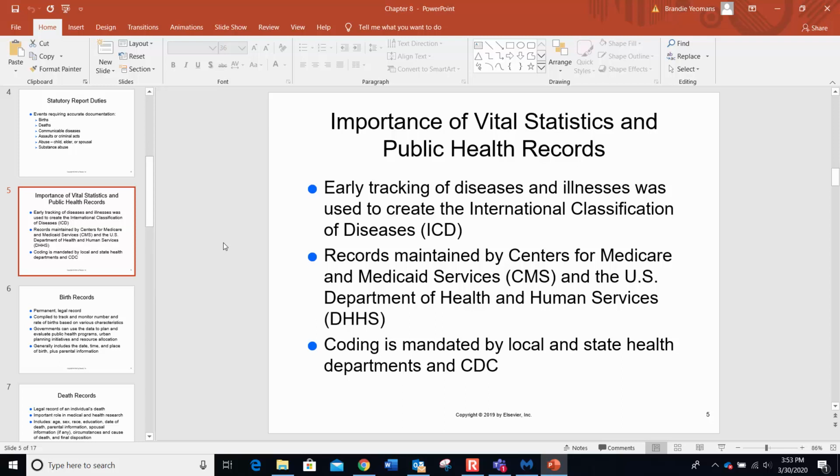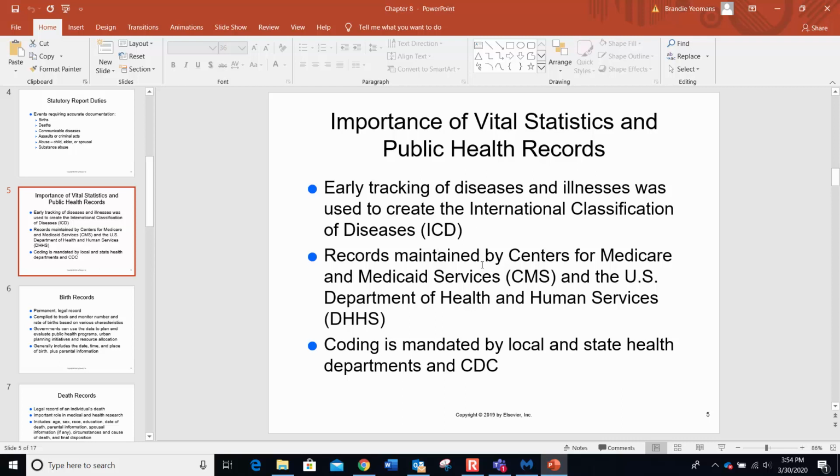So looking into some of the things that we need to keep in mind and remember. One of those things is early tracking of the diseases and illnesses. This was used and implemented to create the International Classification of Diseases, which is ICD, and you probably know that term if you are in the medical assisting track, or maybe this sounds familiar for ICD-10, which is the classification of diagnoses. And then we also use this with CMS and DHHS.